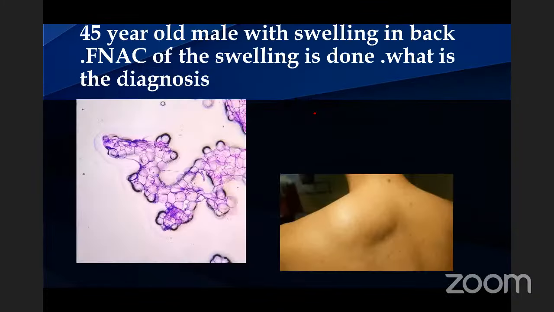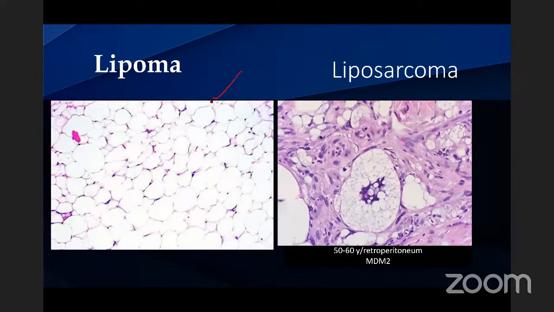Okay, now let's come to the cytology question. So this is a 45-year-old male with swelling in the back, and FNAC was done, and you see these fat globules coming out from this. So this is lipoma. Lipoma will just have these fatty fragments which are coming out. So remember, lipoma is like this, and there's fat, and there's a peripherally placed nucleus, that is lipoma.